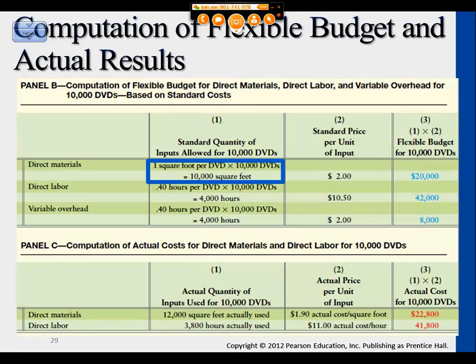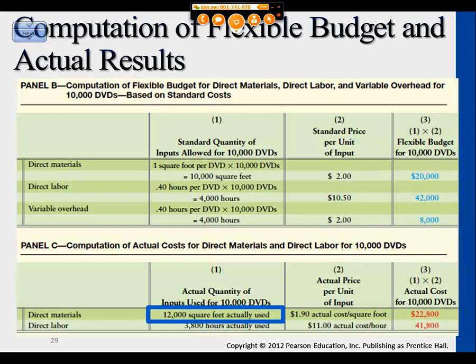So you also know your standard price per unit of input, which is for direct materials $2, direct labor $10.50, and variable overhead $2. So what you do, you take your standard quantity of input allowed for that amount of production, you multiply it by your standard price per unit, and you get your flexible budget. So it's 10,000 multiplied by $2, you get your 20,000. You take your 4,000 hours multiplied by $10.50, you get 42,000, and 4,000 hours by $2, 8,000. So you calculated your flexible budget, great.